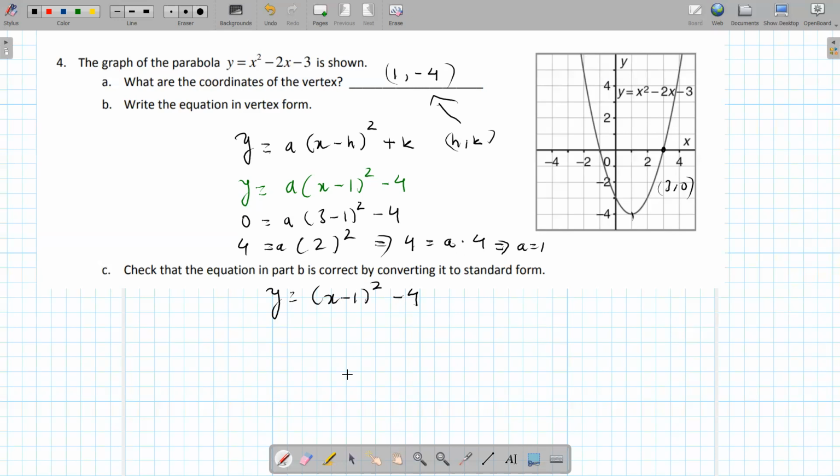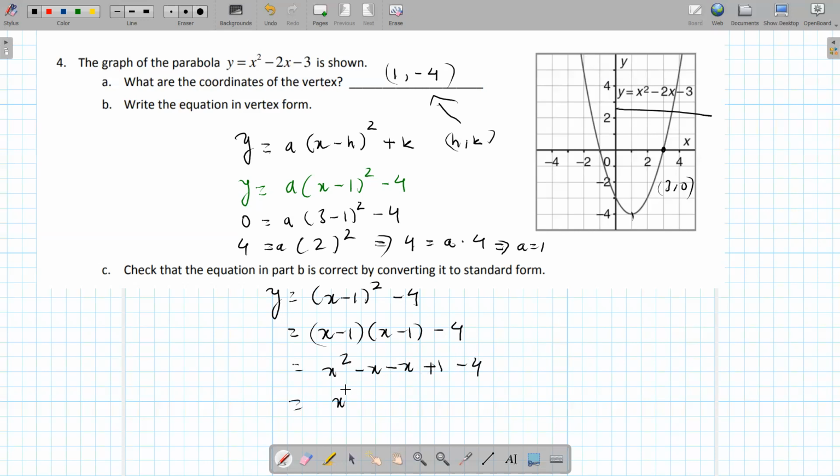Now part B is asking us to check whether this is equal to this, to see if we've done it right. So let's open up the brackets. We have (x minus 1) times (x minus 1) minus 4. If we open this bracket, what do we get? x to the power of 2, and minus x, and then minus x again, plus 1. And then we have plus 1 minus 4.